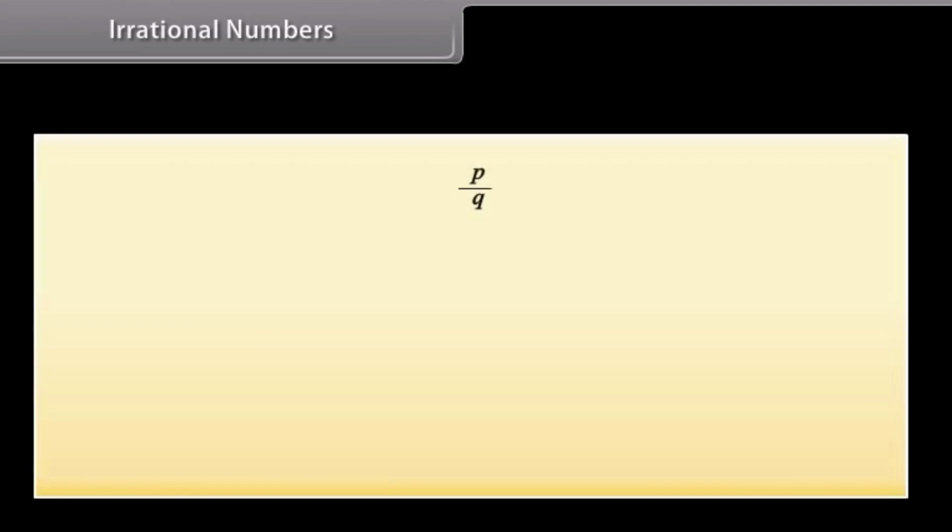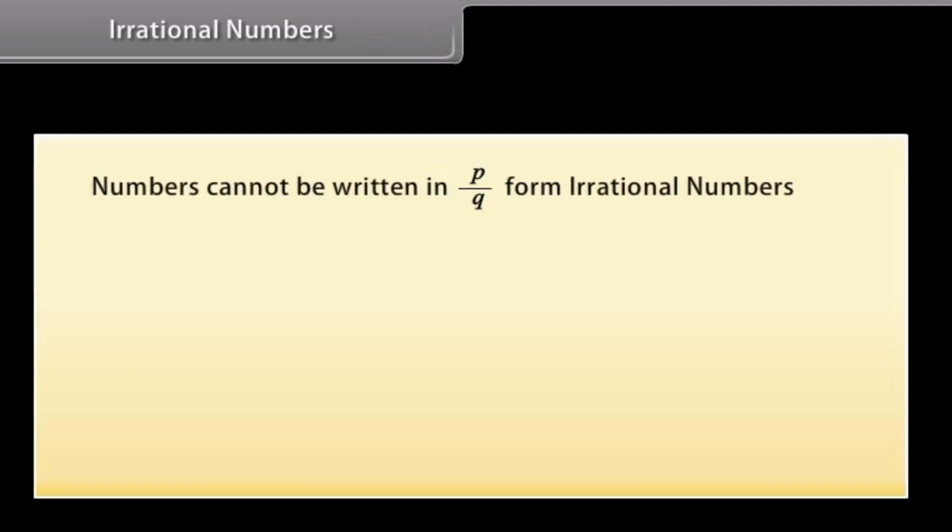Irrational numbers. You must be wondering if there are numbers which are not in the form of p by q. Yes, there are numbers which cannot be written in the form p by q. Those numbers are called irrational numbers. For example, square root 2, square root 3, square root 7, 0.101001000100001, and so on, pi and so on.